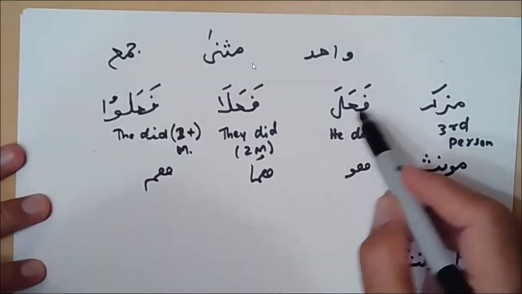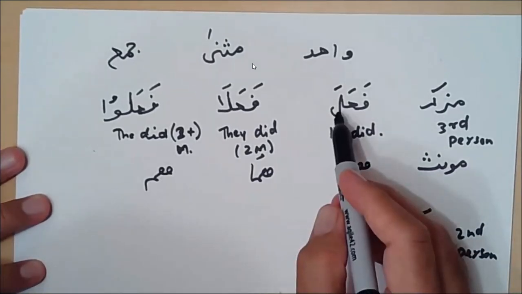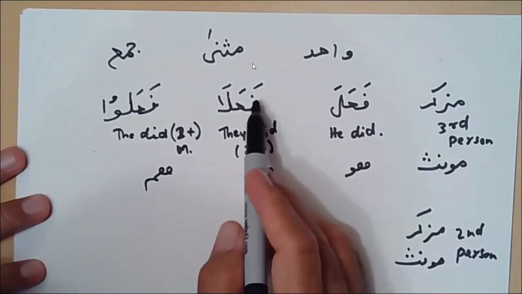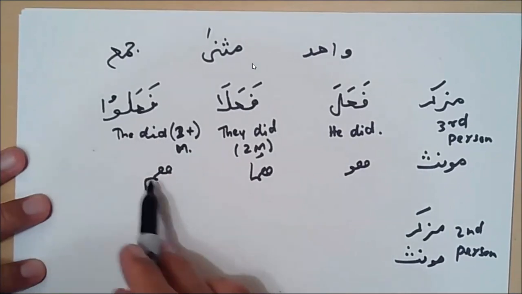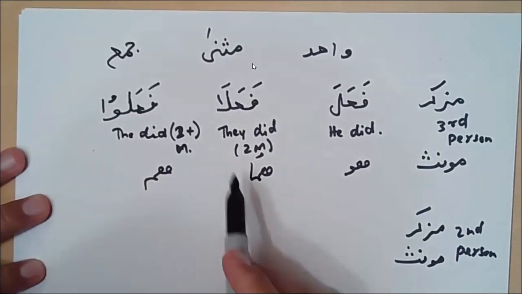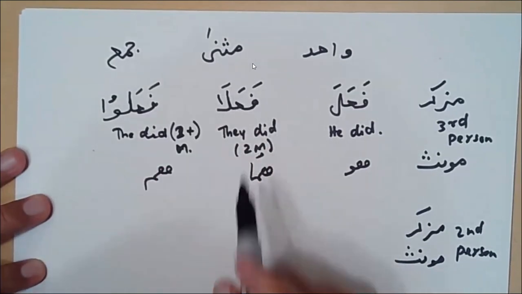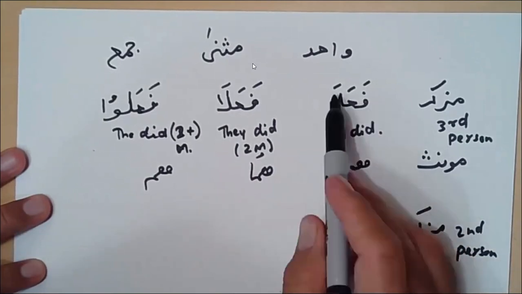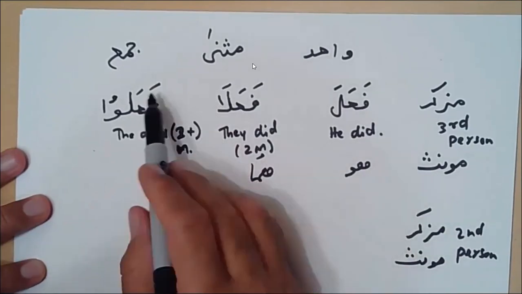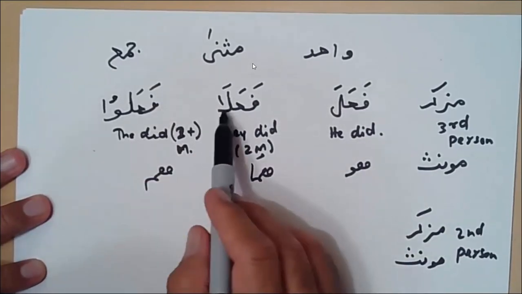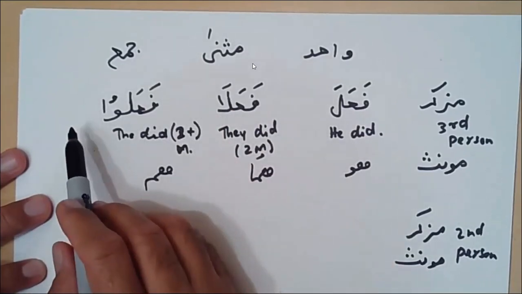So when I say fa'ala, the translation is he did, because huwa is hidden in fa'ala. In fa'ala, huma is hidden. And in fa'alu, the hum is hidden. But they're not hidden in the form they are. We don't say fa'ala huma. We say fa'ala, fa'ala, fa'alu. I'm making it a little bit extra long here because of the alif. Making sense? Yes.